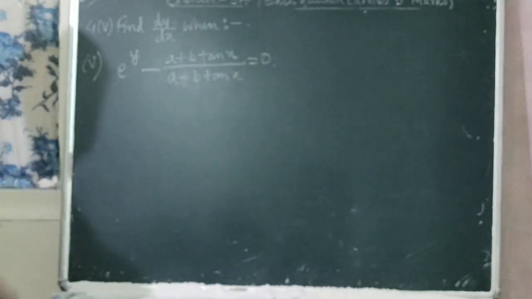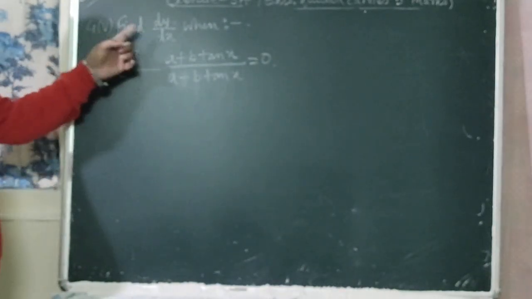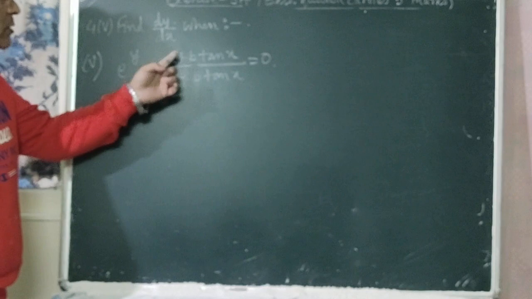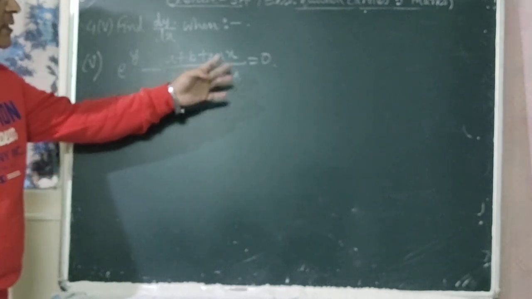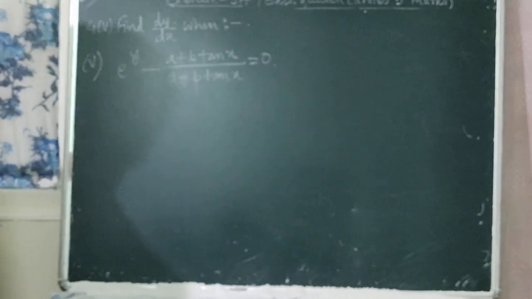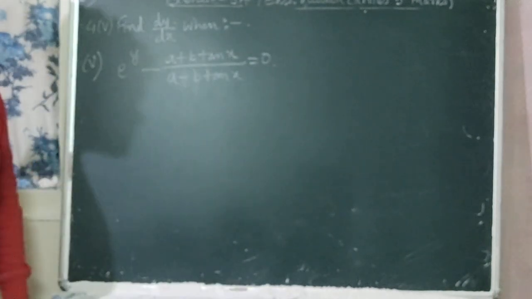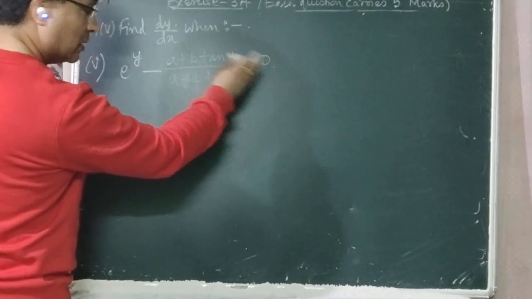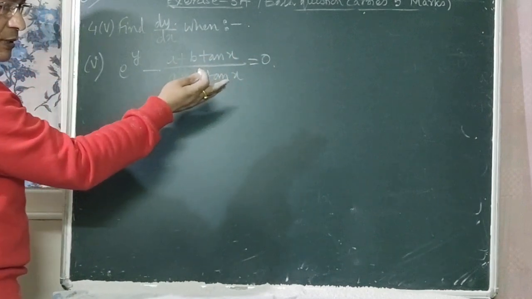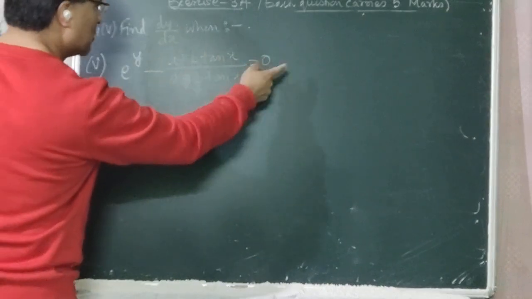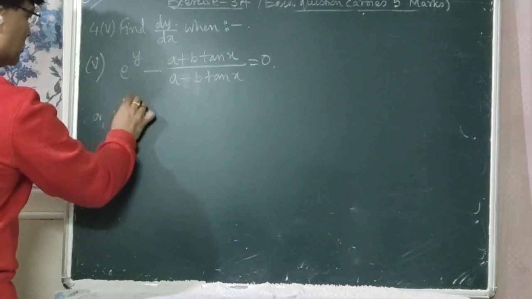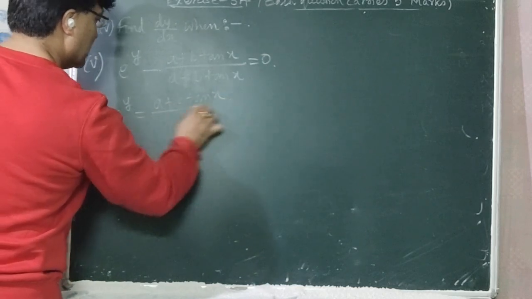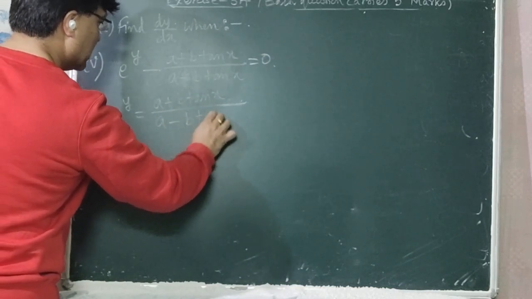So now we'll do the next question, that is 4.5. Find dy by dx when e to the power y minus the fraction (a plus b tan x) divided by (a minus b tan x) is equal to 0. So now let us simplify it first to get the value for dy by dx. Let us take the second term to the right hand side, or e to the power y is equal to (a plus b tan x) divided by (a minus b tan x).